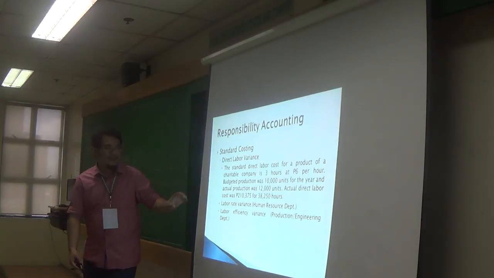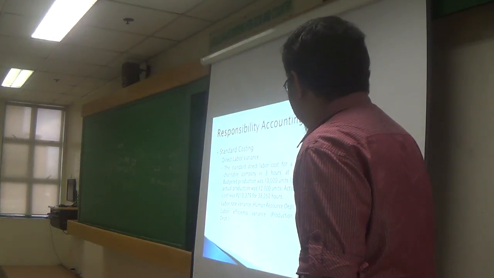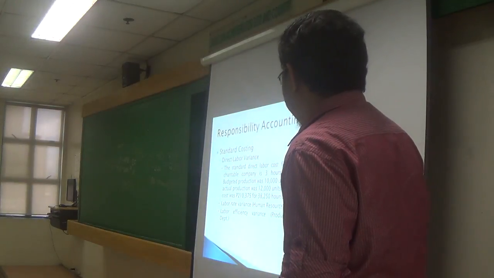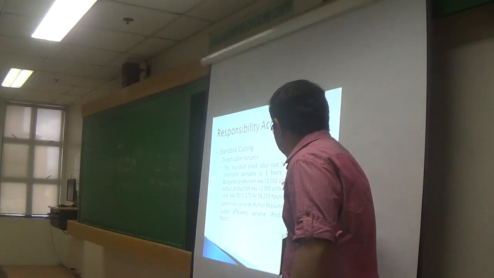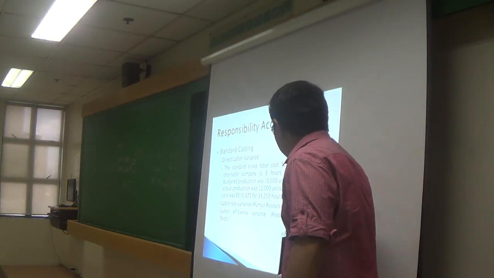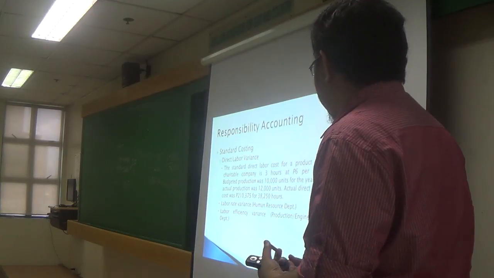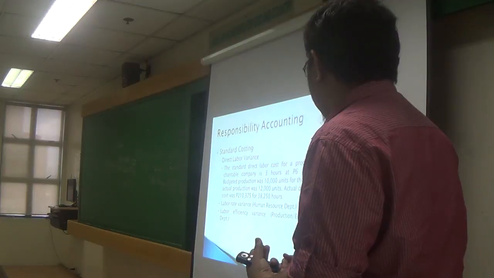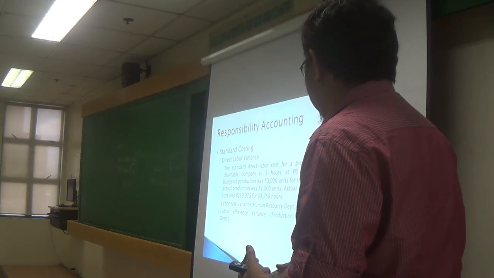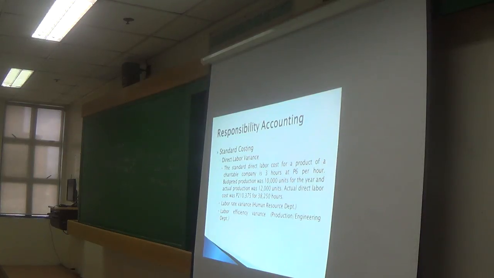But of course, let's compute. Tingnan natin ito. The standard direct labor hour cost for a product of a charitable company is 3 hours at 6 pesos per hour. So this is the standard rate. The salary is 6 pesos per hour. Budgeted production was 10,000 units and actual production was 12,000 units. Actual direct labor cost was 210,375. So of course, we have to compute the direct labor rate variance.